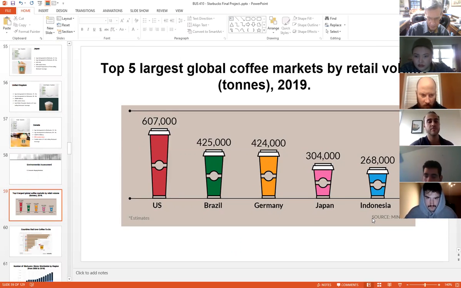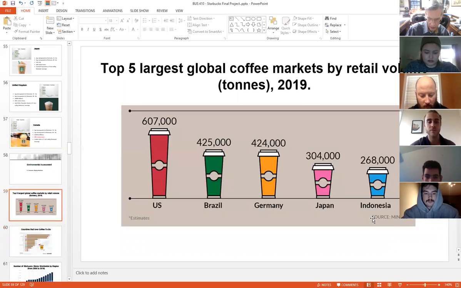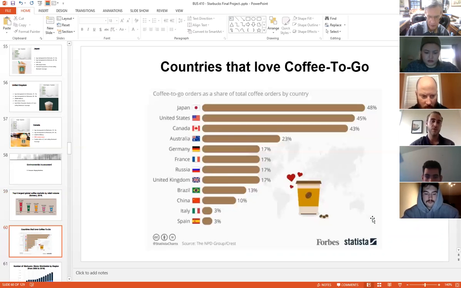Here, the top 5 global coffee markets. It's important to notice that Indonesia and Japan are growing faster than before, and they are, like Brazil, just catching up with the US. Next. These are the countries that love coffee to go. Japan comes in first, and then we can see some European countries coming from behind. That's an opportunity for Starbucks in the future.